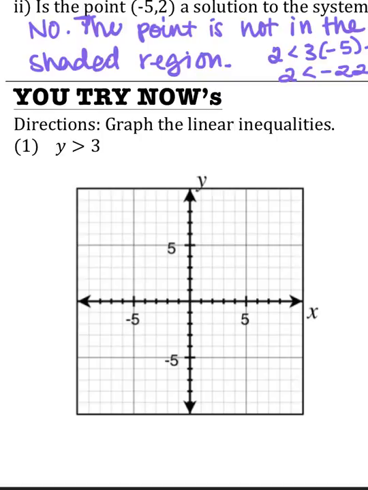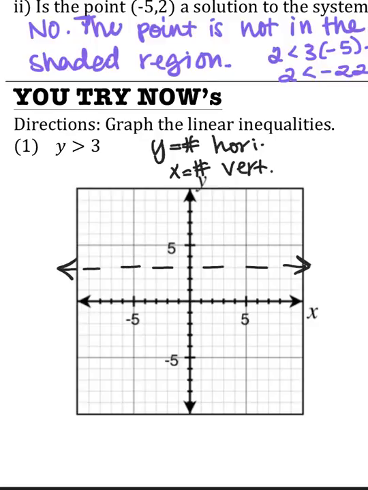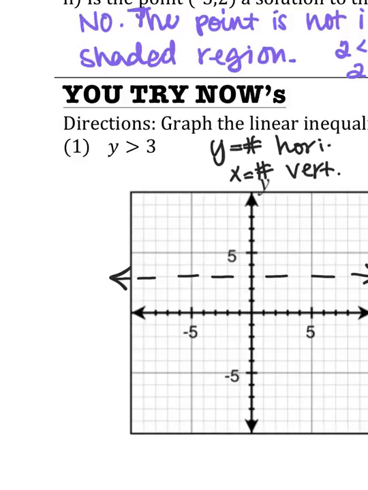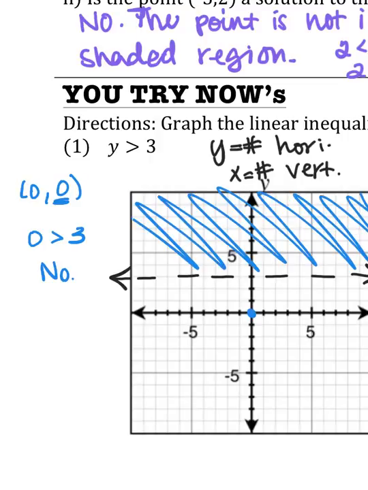So this You Try Now, y is greater than 3, that's a horizontal line. Remember, y equals a number is a horizontal line, and x equals a number is a vertical line. So I'm going to have a horizontal dashed line at 3 because it's just y is greater than, not greater than or equal to. And then I'm going to test that value. So I'm testing the point 0, 0, but I'm only concerned about plugging in the y value. So I would say 0 greater than 3. No. So I'm going to shade the other side, and that is my region.